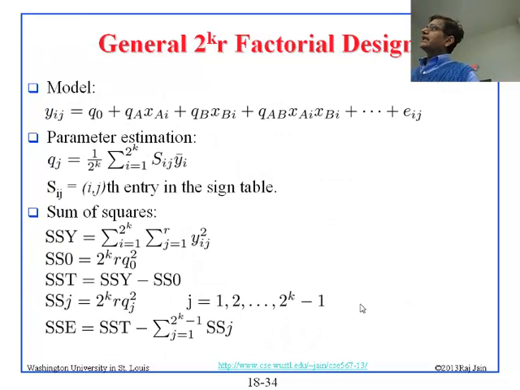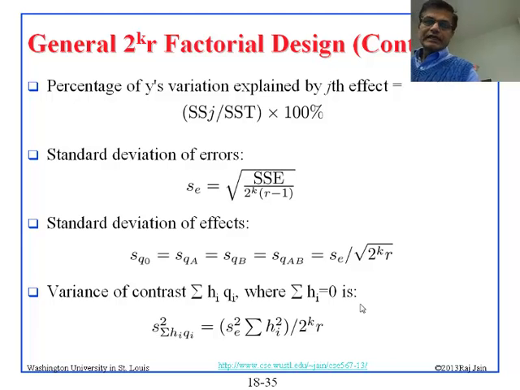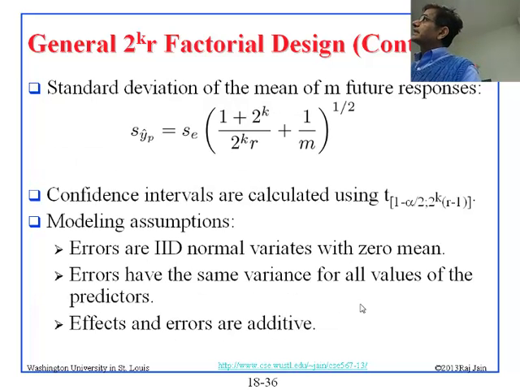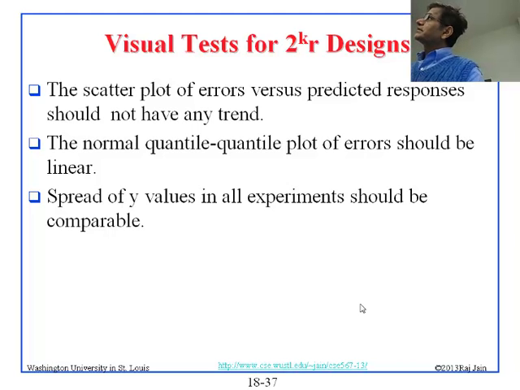Alright, so now that we understand the 2 raised to k r design and what we can do in terms of transformation, we can just extend that to 2 raised to k r. And k r simply means that we write 2 raised to k terms plus the error terms. Parameter estimation is as before using the sign table. You get the same SSYs, SSTs, the same effects, standard deviation, contrast, predictions, everything else is the same, the same assumptions, and then you have the same visual tests.